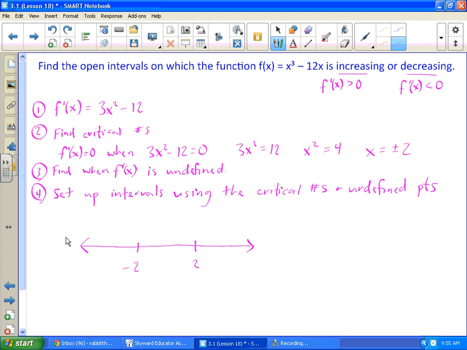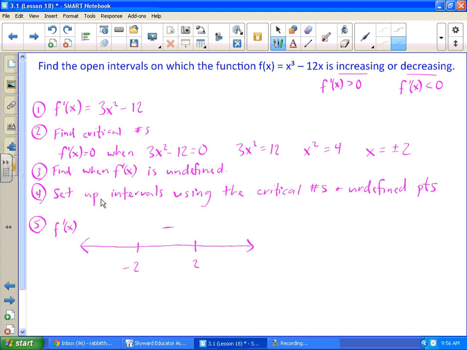Now step 5 is finding the derivative, whether it's positive or negative. So step 5 is putting my derivative right here. And I'm going to find if it's positive or negative in each of these intervals. So let's start between -2 and 2. What's a good value between -2 and 2? 0. If I plug 0 into the derivative, what do I get? Positive or negative? Negative. So I put a negative here. Or you can write negative if you want to.